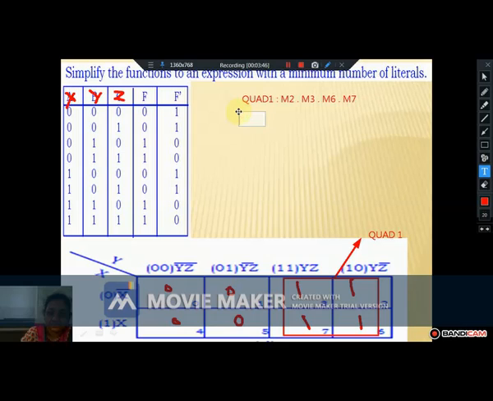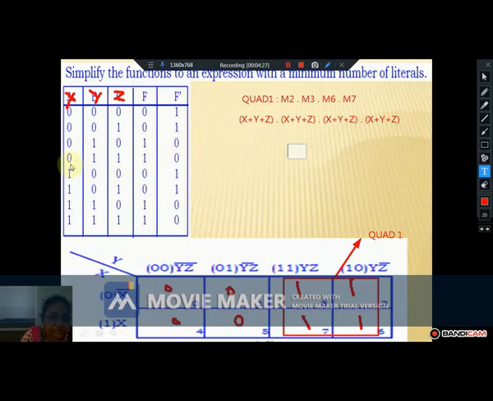x, y, z, x plus y plus z ANDed with x plus y plus z ANDed with x plus y plus z ANDed with x plus y plus z. So now let's mark the complements.